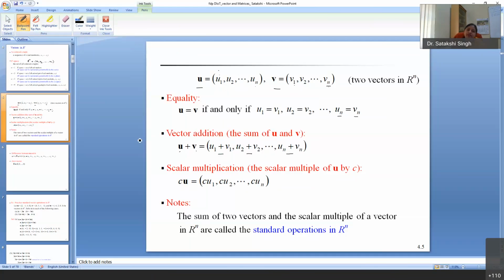And similarly, we can explain scalar multiplication. This c is a scalar. A scalar is nothing but a real number. So this scalar multiplied with this vector will give you c multiplied with each and every component of the vector u, and that will give you the new vector c times u. So the sum of two vectors and the scalar multiplication of vectors in Rn are called the standard operations. These two operations, vector addition and scalar multiplication, are generally called the standard operations in Rn.